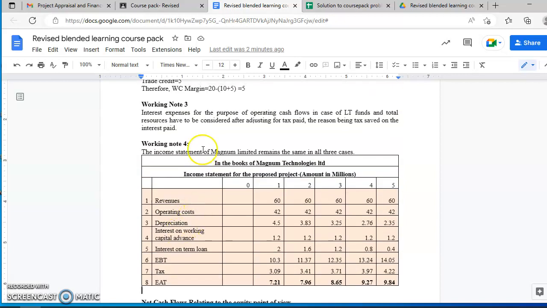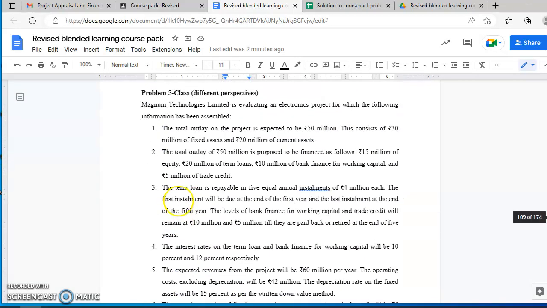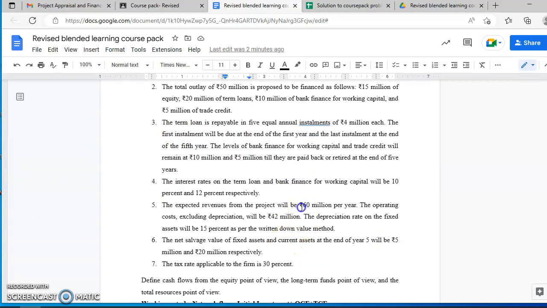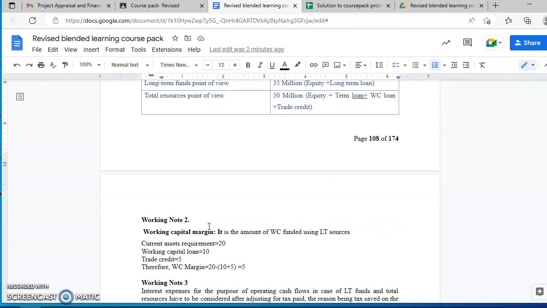Okay. Now in this context, let's understand, in the books of Magnum Technologies Limited, we are preparing the income statement for the proposed project, amount in rupees. So we have to take 1, 2, 3, 4, 5, or you may start with 0. That's okay. Revenue. How much is the revenue that you have made? Revenue made during the year is 60. The operating cost is 42. Depreciation is 15%. Let's take that.